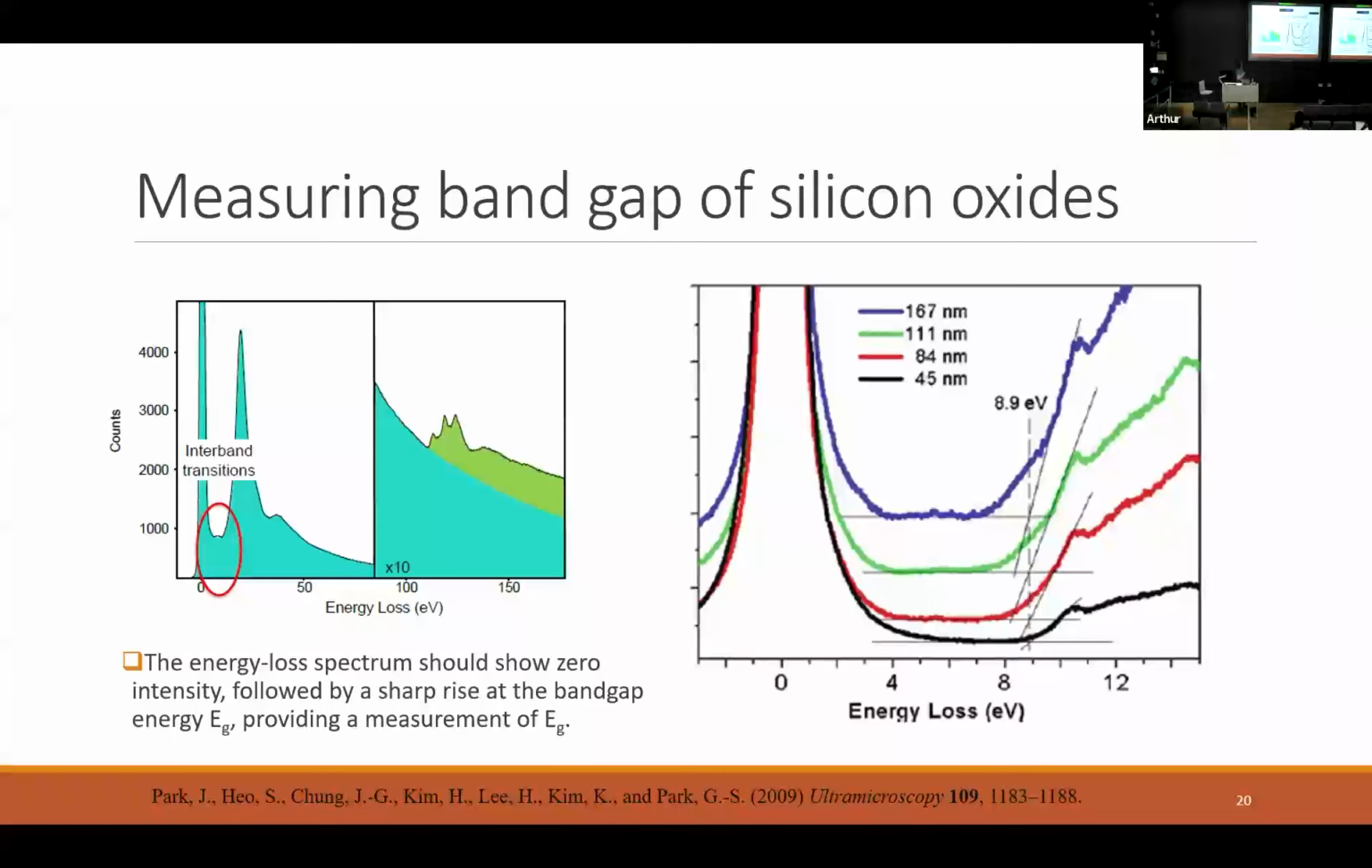This is silicon dioxide. And the idea here is that we've got pretty much zero down here, and then we see this peak here. So this allows us to measure the band gap of 8.9 eV. This plot is just showing you different thicknesses, because you can measure different thicknesses of material.